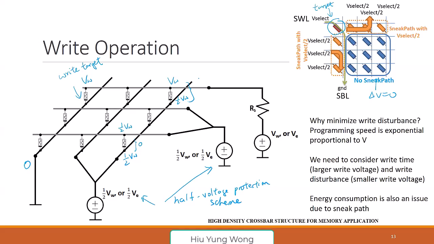Half, negative half VW? Yes. It can be negative or positive, depends on how we define. I did not define, let's just use absolute value. Negative half W.